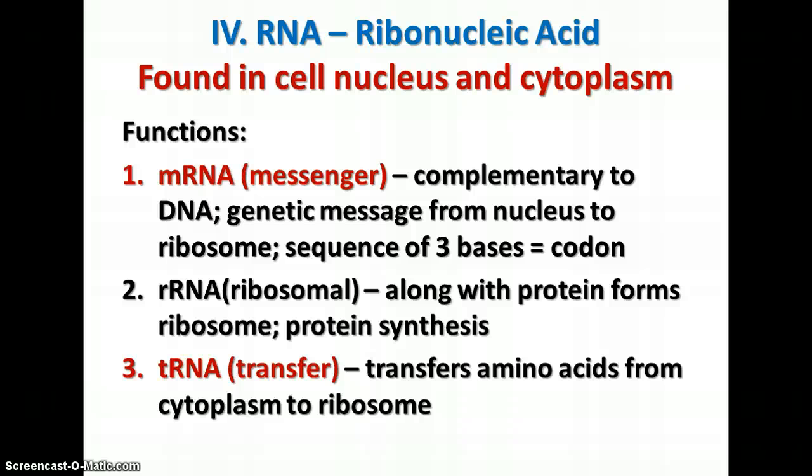The second kind of RNA is ribosomal RNA, also called rRNA, and it forms the bodies or the structures of the ribosomes along with some proteins. And of course, the function of ribosomal RNA, or the ribosome, is to make proteins. And the third kind of RNA is transfer RNA, or tRNA, and its job is to transfer the amino acids from the cytoplasm to the ribosome so that they can be put together in the correct order to make the proteins.